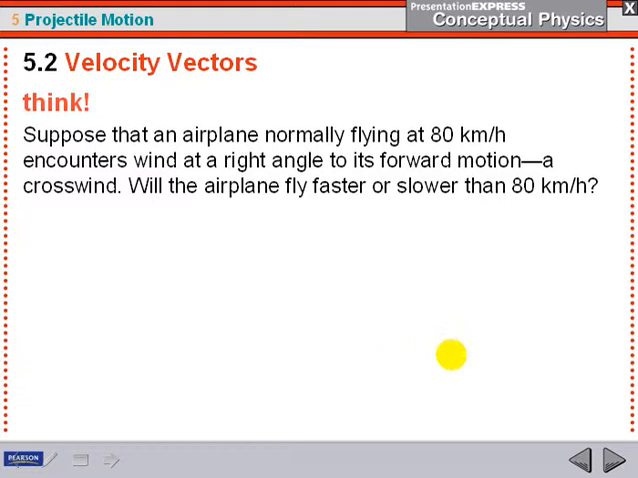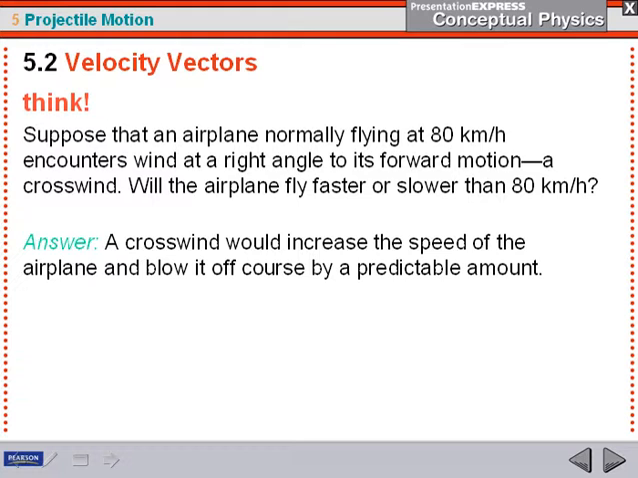So, an airplane flying normally at 80 kilometers an hour encounters a wind at a right angle to its forward motion, a crosswind. Will the airplane fly faster or slower than 80 kilometers per hour? And the answer is actually it'll fly faster. It'll increase the speed of the airplane, but it's going to blow it off course. If we have the airplane heading this way, we have wind going that way, the final velocity is going to be in this direction, and while it is bigger, it's off to the side, off course.